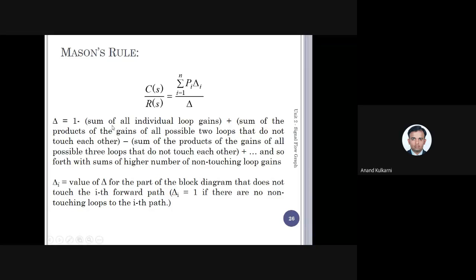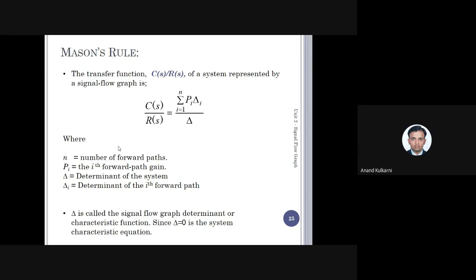Now note down this also, where delta is equal to, how to determine delta. You need not take down this; I'll discuss this later. At this moment you may not understand, so simply do not write this. Only write these four terms: n, Pi, delta, and delta I.